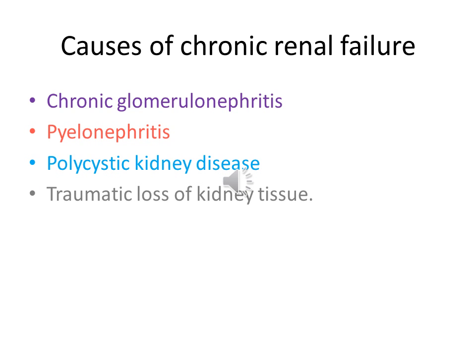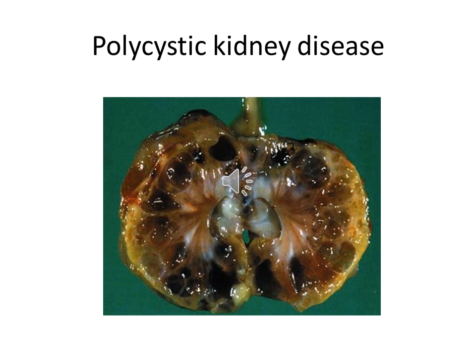Chronic renal failure refers to a progressive decline in the glomerular filtration rate, which may result from chronic glomerulonephritis, pyelonephritis, polycystic kidney disease, or traumatic loss of kidney tissue. Polycystic kidney disease is one of the most common inherited disorders. In this, the kidney tubules become riddled with hundreds or thousands of cysts. Cysts are nothing but fluid-filled cavities.